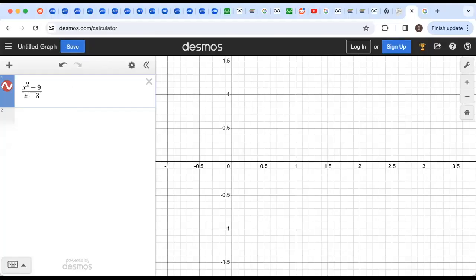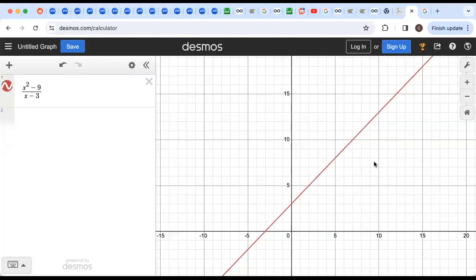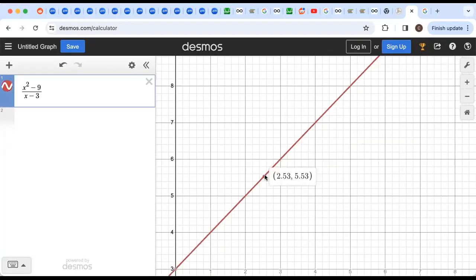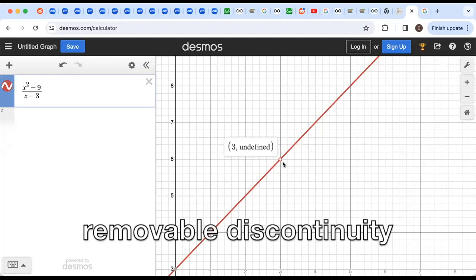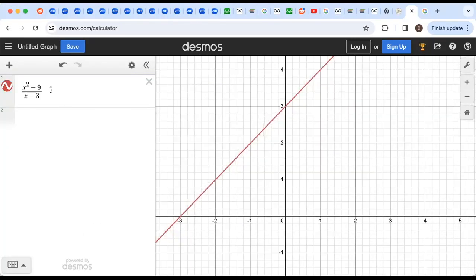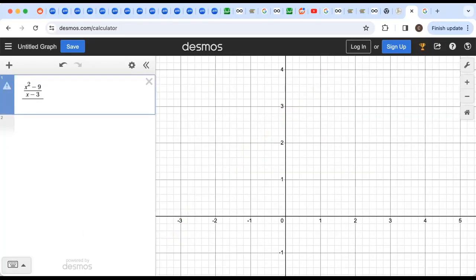Let me zoom out so we can see the line. It is a line. At 3, something weird happens. Whoa. It's a hole. Undefined. Yeah, this is a hole. Now, there is a fancy math word for this, because of course there's a fancy math word for everything. This is called a removable discontinuity.